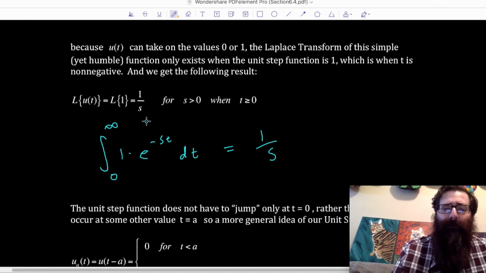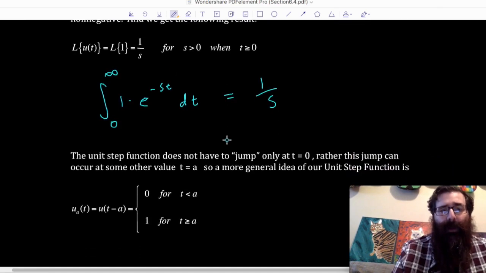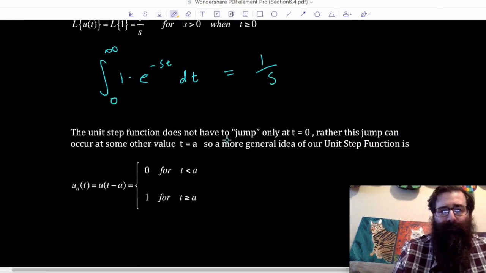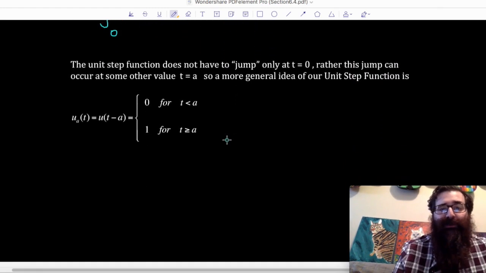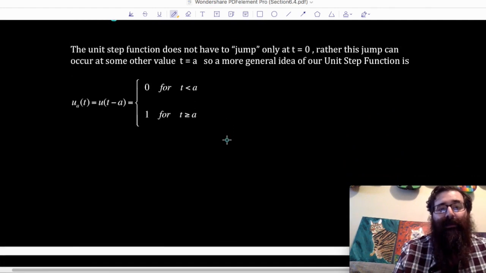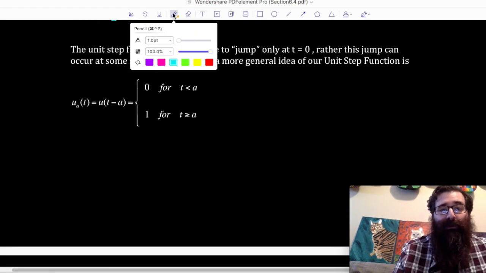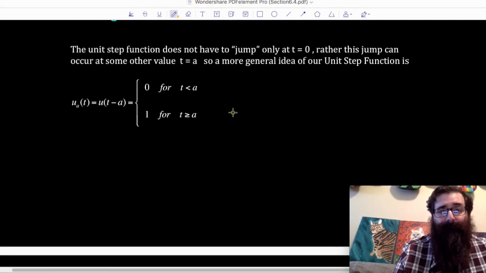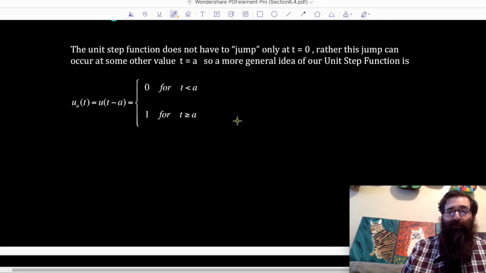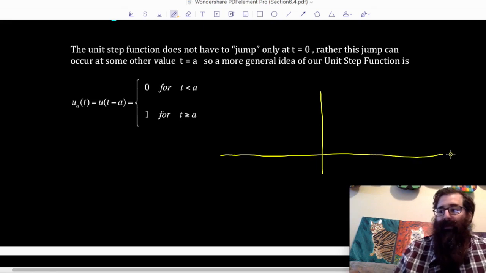So we can keep that in mind, and unveil some of the mystery of the unit step function that way. We can clarify a bit further that the unit step function doesn't have to take the jump at t equals 0. Rather, this jump discontinuity could occur at some other value, some value t equals a. So we get a more general idea of our unit step function. Here we can get a picture, do my axes again, and let's say, for example, that the value a is right here.